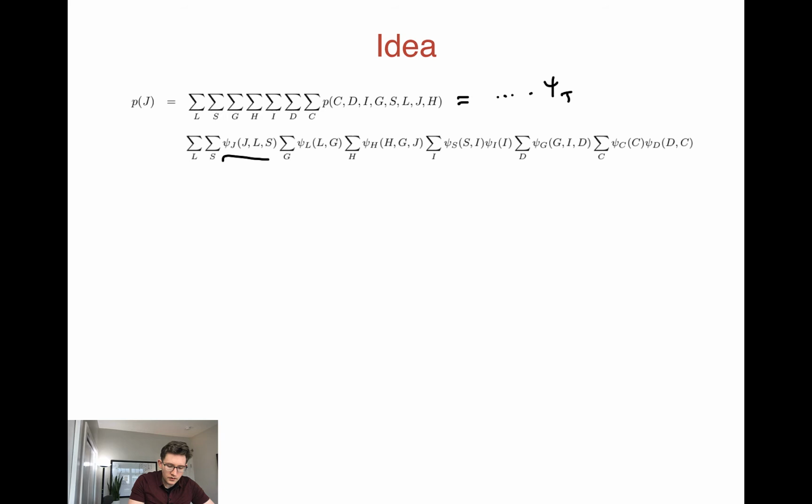I can take that potential, notice that it involves just J, L, and S, and I can pull it outside the sum over C. And in fact, it doesn't involve D, I, H, or G either. So in fact, I can even pull it farther. I can pull it out to there, which notice that that's exactly what I've done here. The only thing it's inside is the sums over L and S, which are in our factor here.